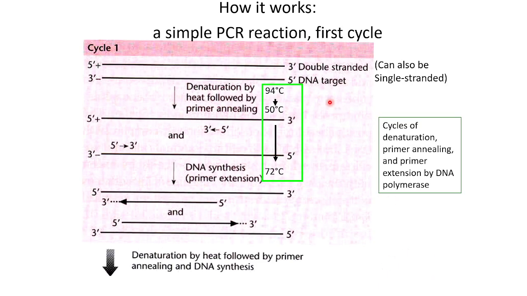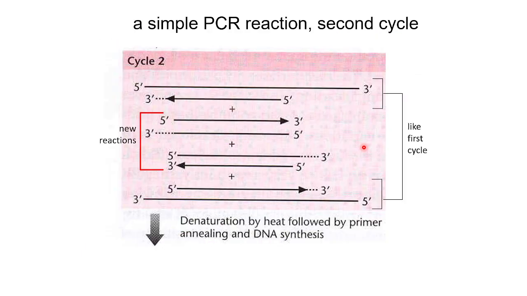Finally, we carry out this PCR reaction, where the first step is denaturation, then primer annealing, and finally primer extension. This is carried out for many cycles, like 30-35 cycles, and then the sequence is basically amplified.